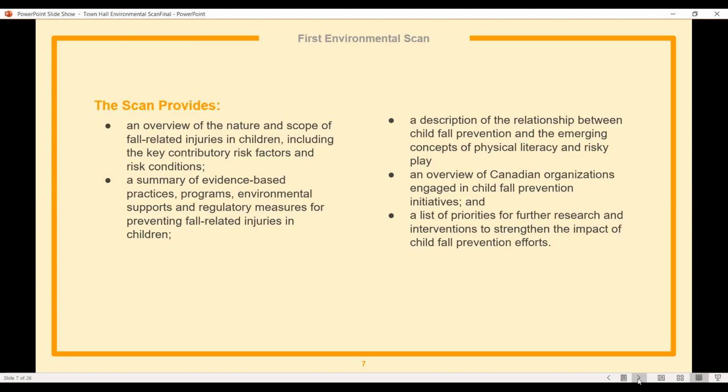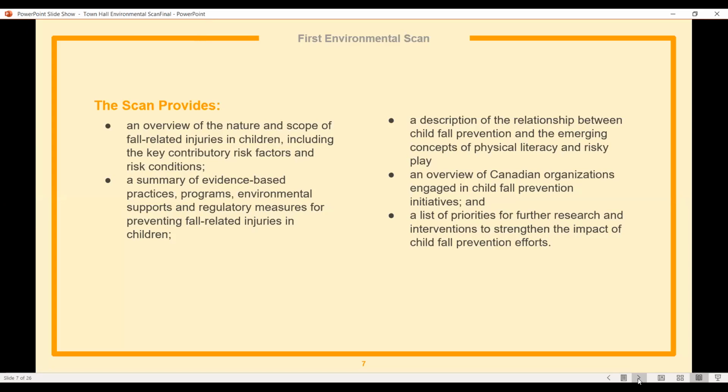So we tried to highlight some of that content in the first scan as well, knowing that these concepts are very much connected. We ended up identifying key Canadian organizations that do work in childhood fall prevention initiatives across Canada. They are listed in the scan, along with the scope of their work. And at the end, we asked what could be some of the priorities in terms of what we found in the literature and through the organizations.